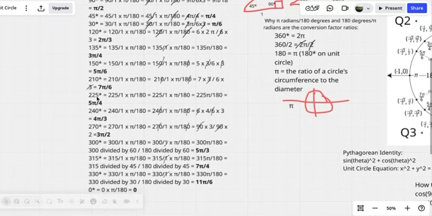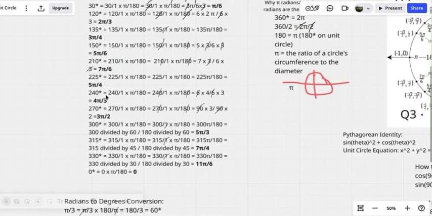Now 225 degrees is 225. Same process, multiply the conversion factor of pi over 180. 225 degrees over 1 times that. Cross cancel it. You're left with 225 pi over 180. And then after solving this, you get 5 pi over 4 radians.